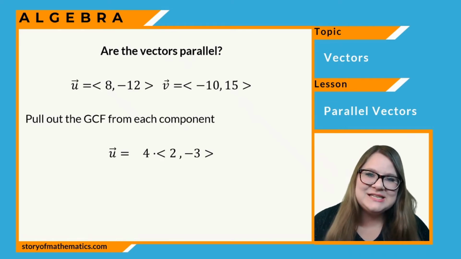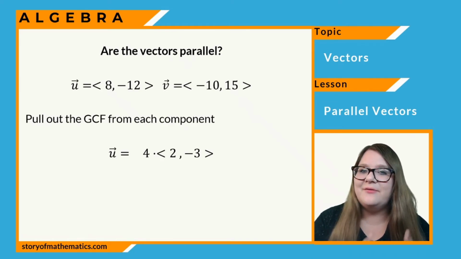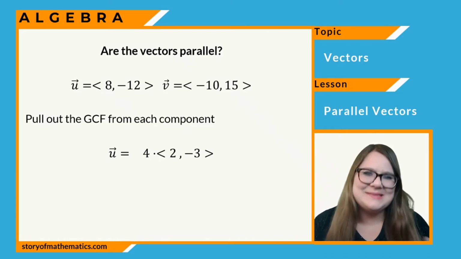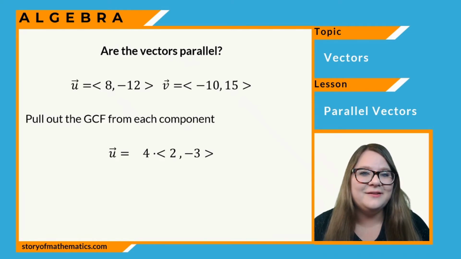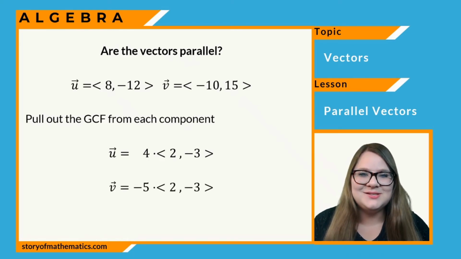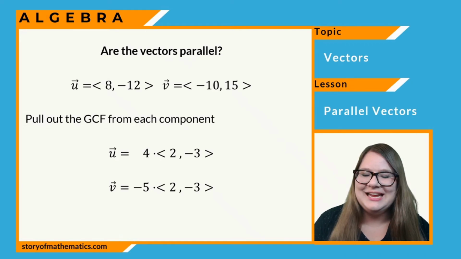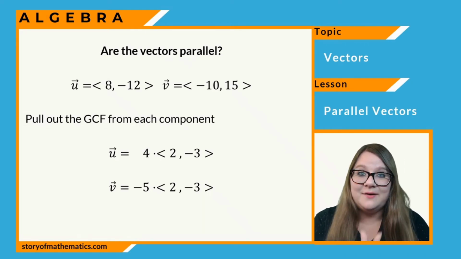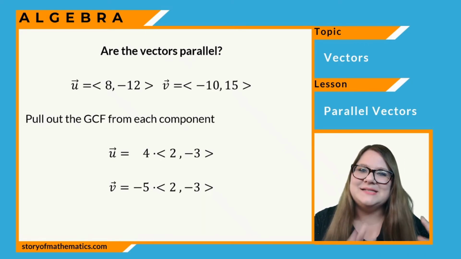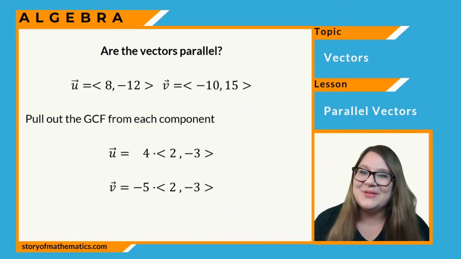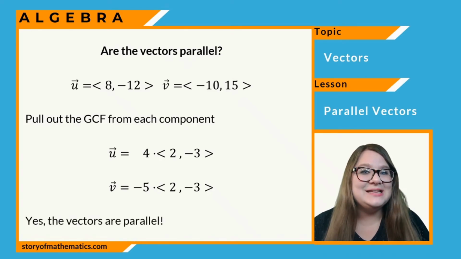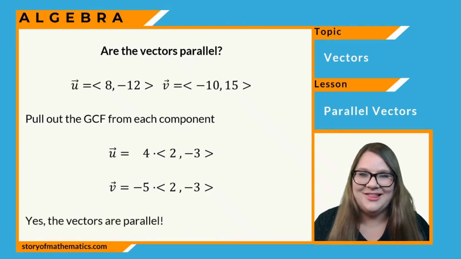For our purposes, it is easier to make that first number a positive, because then we can be comparing apples to apples, if you will. So I'm going to pull out a negative 5, which is going to give me times 2, negative 3. And because I have a positive on the first 2 there, it makes it so that my signs match. And I can see 2, negative 3 and 2, negative 3 is my base vector in both cases. That means these vectors are also parallel.